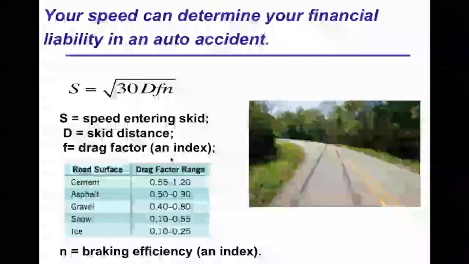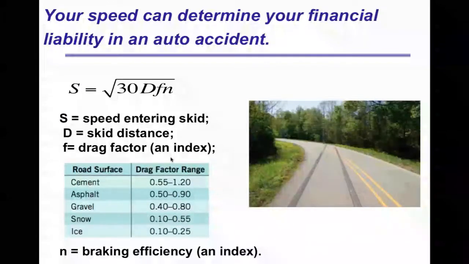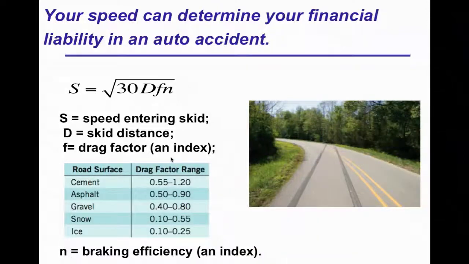Here's a square root function. S equals the square root of 30 times D times F times N. D is the skid distance. And what accident reconstructionists do is they measure the length of the skid. If there are all 4 skid marks, they take the average of 4. If there's only 3, they take the average of 3. If there's 2, etc. If there's 1, they use that length.